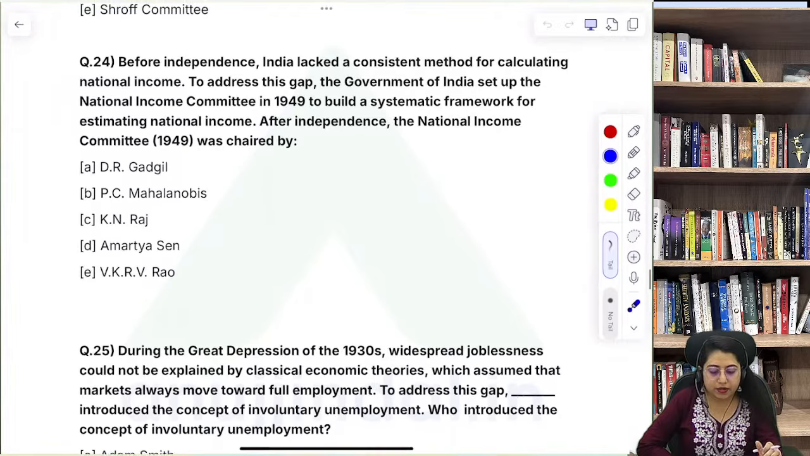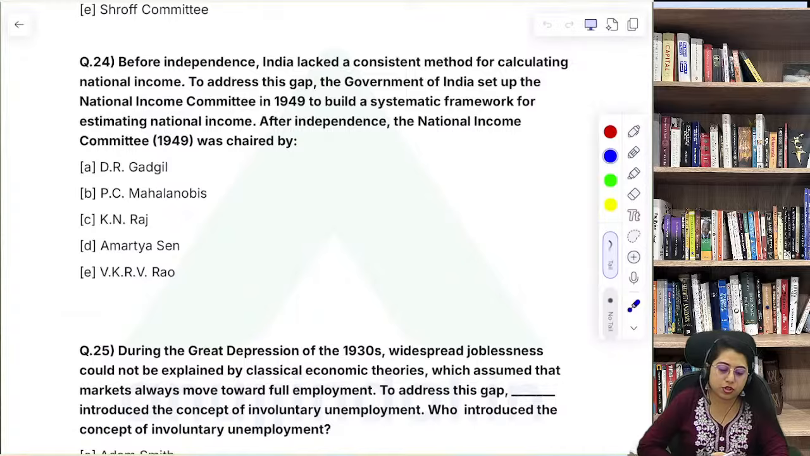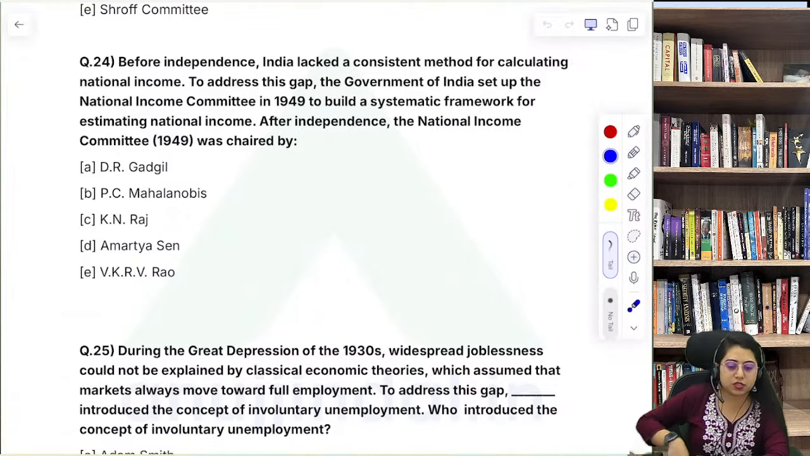Before independence, India lacked a consistent method for calculating the national income. To address this gap, the Government of India set up the National Income Committee in 1949 to build a systematic framework for the estimation of national income. After independence, the National Income Committee was chaired by, again, committee. बताइए, एक कमेटी गलत बताइए, एक तो सही बता दीजिए.